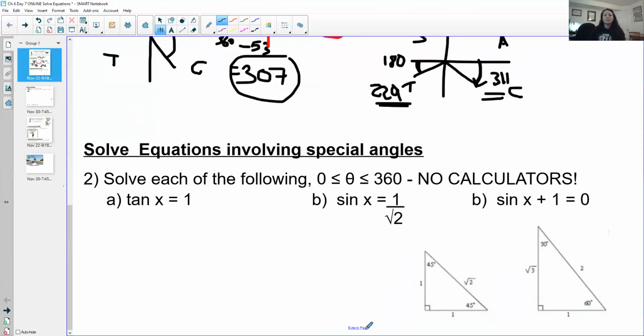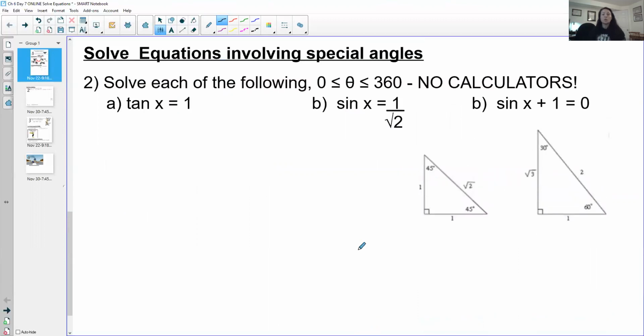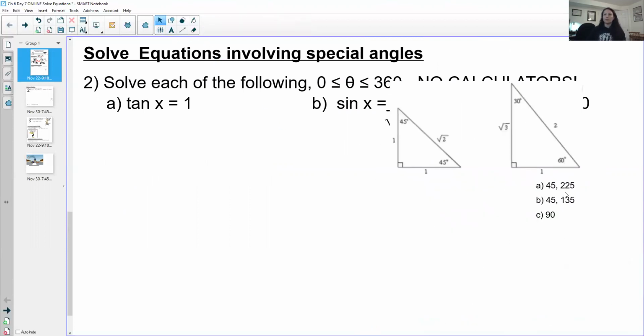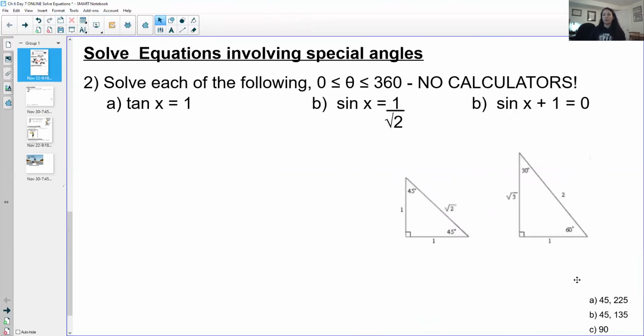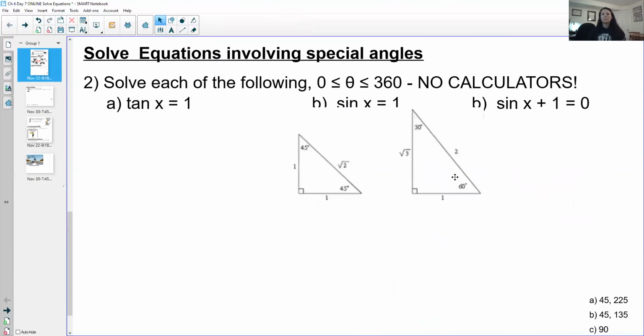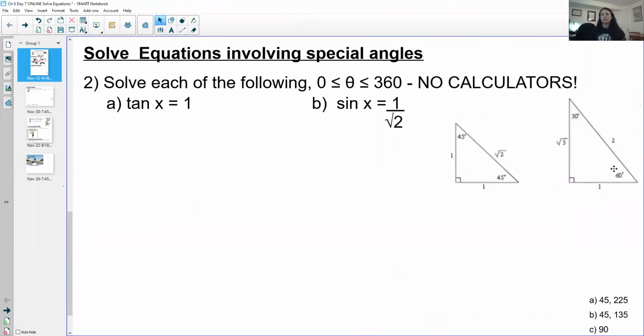You did see some examples when we were in chapter 5 using your special triangles. So let's just slide these down a little bit. These are the answers, so you guys can double check your work as you go through them. I'm not going to do all of these. I'll probably do these 2. So let's solve.